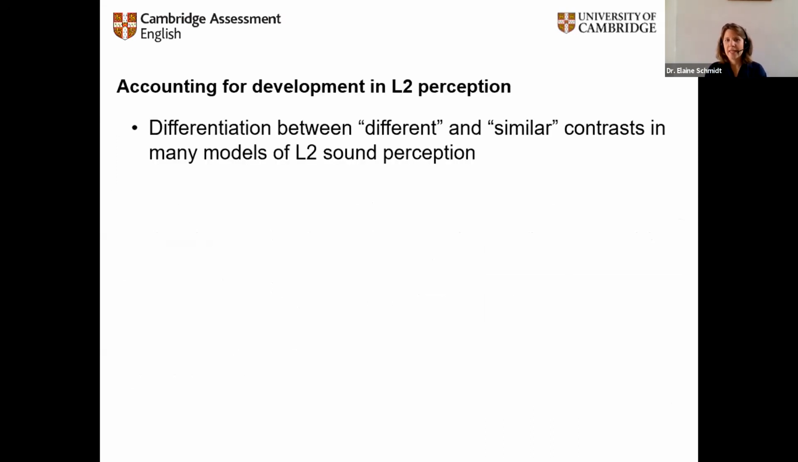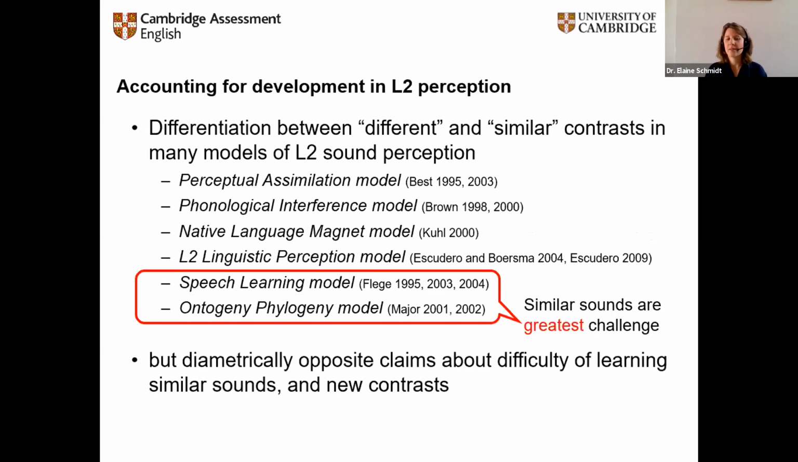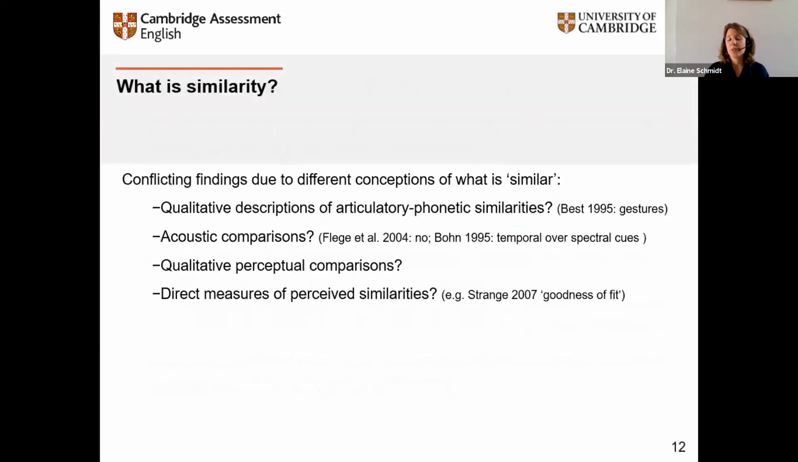I should warn you though, if you look at different studies, you can see here that some studies have found that actually similar sounds produce the greatest challenge, so what I've just mentioned, but some studies have found that they're actually not. So these claims sometimes in the literature are diametrically opposite. Why is that? Well, it's because people have defined similarity as different things. Sometimes they've looked at qualitative descriptions of articulatory phonetics, so how exactly it is produced in the mouth. Sometimes they just looked at the acoustics. So if you think of a spectrogram where you look at the waveforms and then you look at how similar they are, they look at perceptual comparison or perceived similarities.